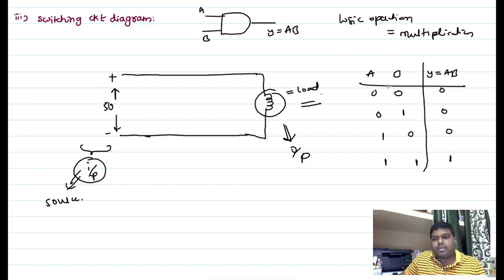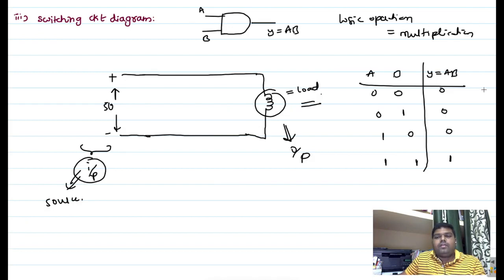Switching circuit diagram, so two switches we are using here. That means the number of switches depends on the number of variables, right? So A and B, two variables, so we can use two switches. But how you connect those two switches, whether it is series or parallel, series come parallel, parallel come series, so how you connect those switches? Those switches should satisfy this entire table.